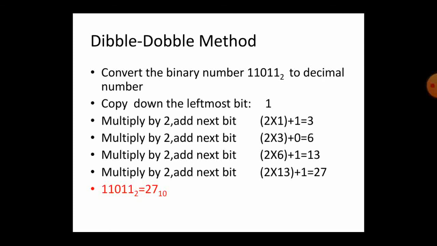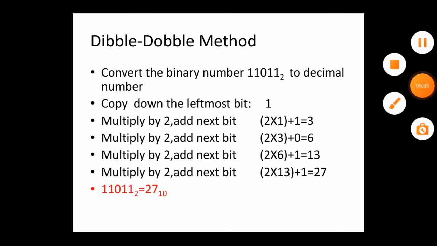First you copy the leftmost bit, multiply it by 2, and add the second number. This continues until the last bit of the binary number. Finally you will get the result.